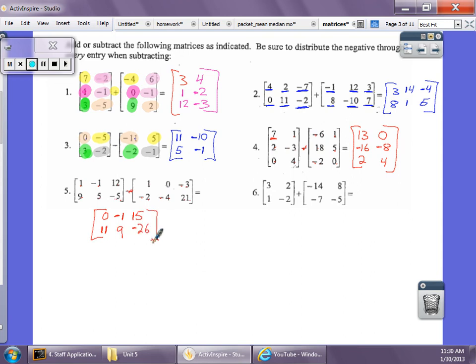When we look at 6, well, we're adding again, so it's 3 plus negative 14, negative 11. 2 plus 8 is 10. 1 plus negative 7, negative 6. And negative 2 plus negative 5, negative 7. And that's the basics of adding and subtracting our two matrices.